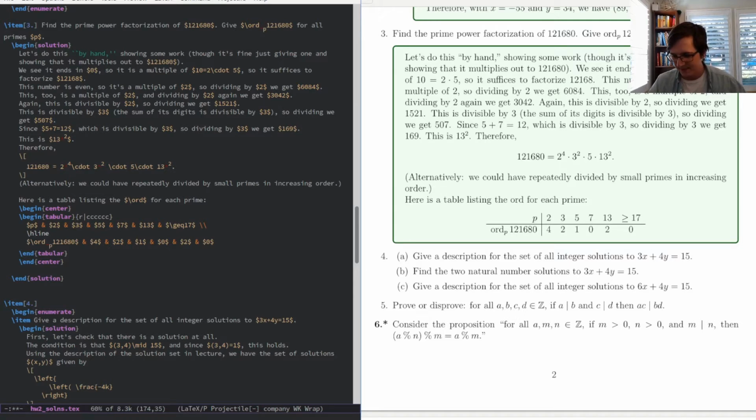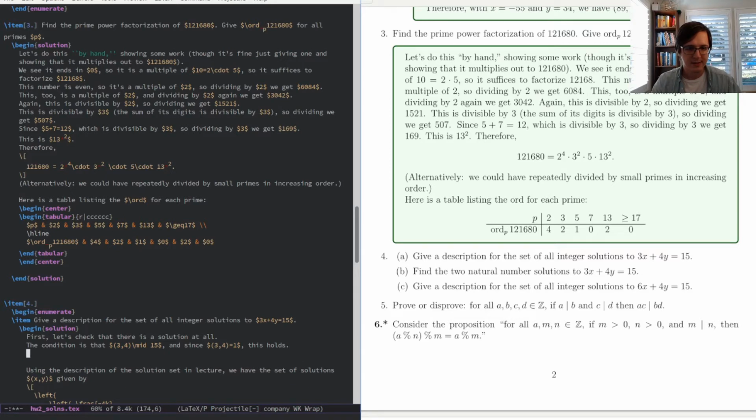So, well, first of all, we can just find some solution. So let's see. Can we just find one? Well, 3 times 5 plus 4 times 0 is, oh wait, yeah, that's 15. So in fact, since 3 divides 15, we have at least one solution. (x, y) equals (5, 0).